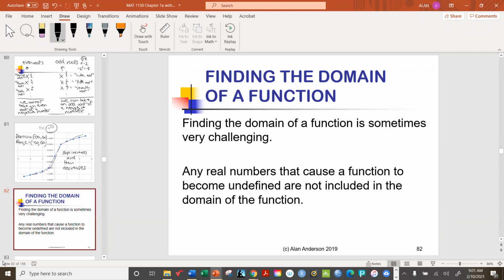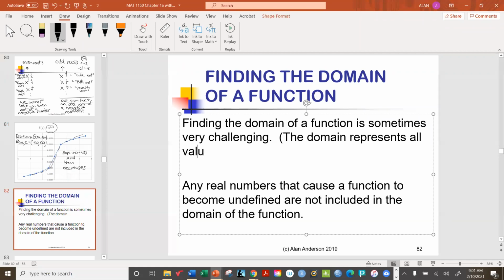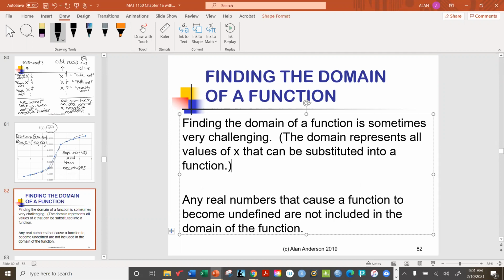All right, let me put this in here. Just as a reminder, the domain represents all values of x that can be substituted into a function. Normally, that would be all real numbers, but not always. We saw there are several important exceptions. So first things first, if our substitution causes a function to become undefined, that means we have to leave it out. And of course, that often means division by 0. But it can also mean negative square roots.